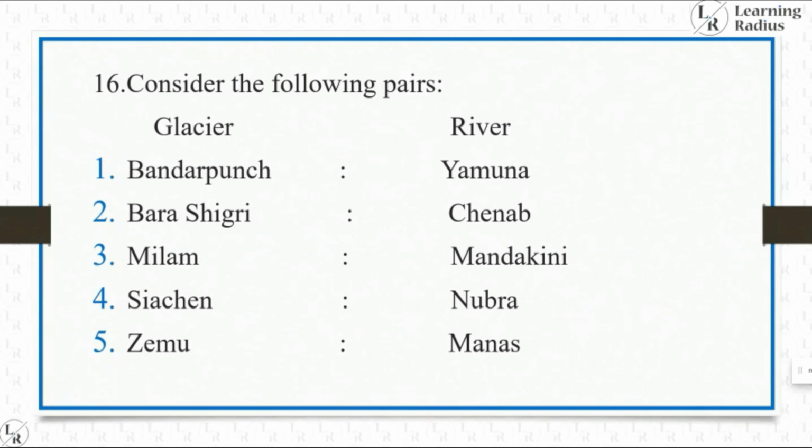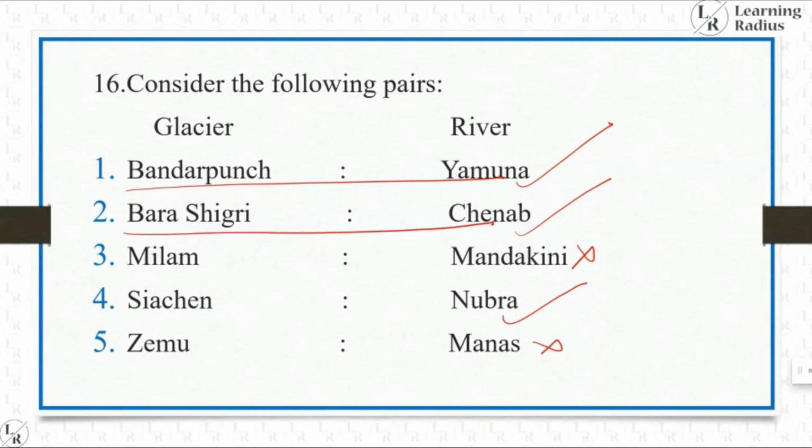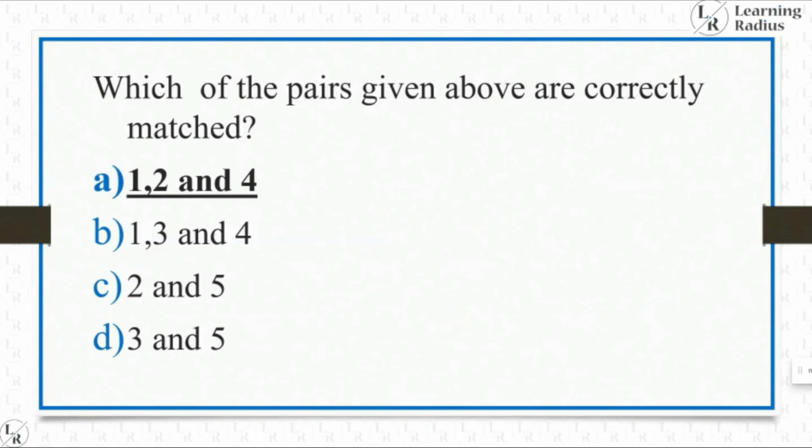So when you look into the statements, you can see Bandarpunch is matching with Yamuna, that is right. Barashingri is with Chenab, that is right. Milam is not with Mandakini, and Siachen we know is with Nubra, and Samu is not with Manas. So out of this, 1 is right, 2 is right, and 4 is right; 3 and 5 are wrong. So it is 1, 2 and 4 that is the right answer. So you can see the option is 1, 2 and 4.